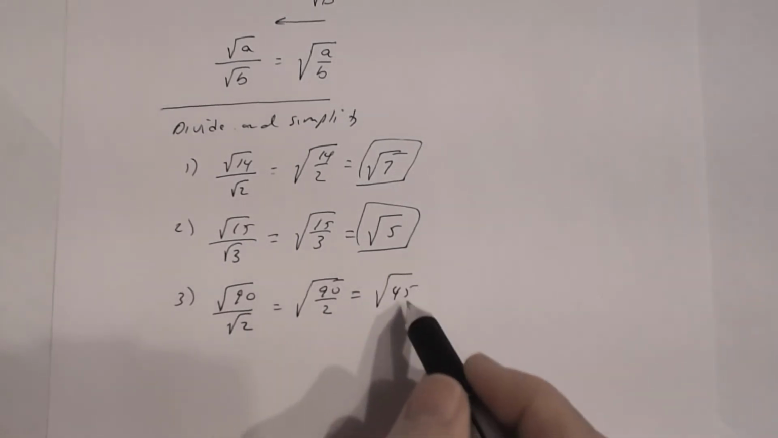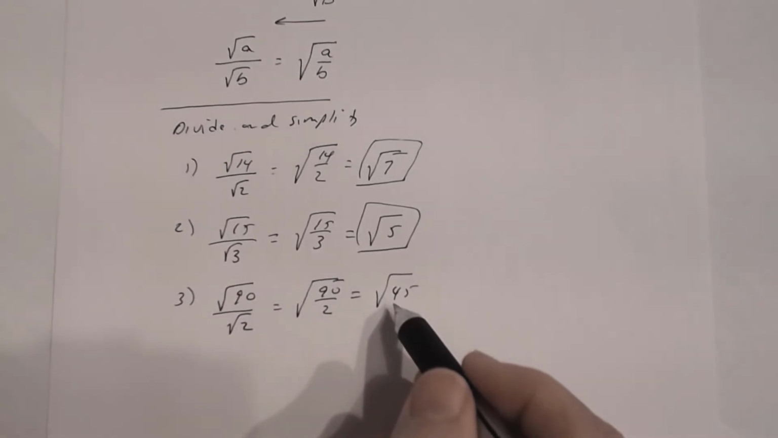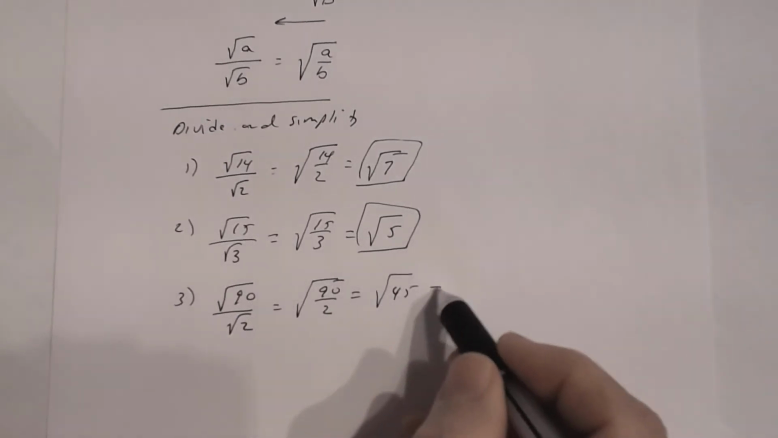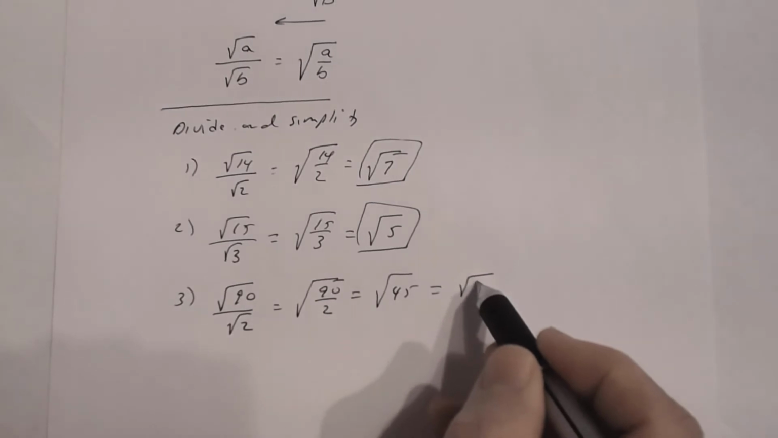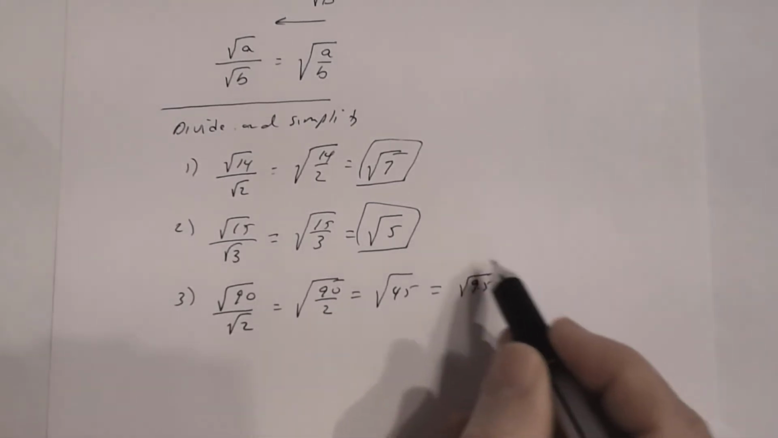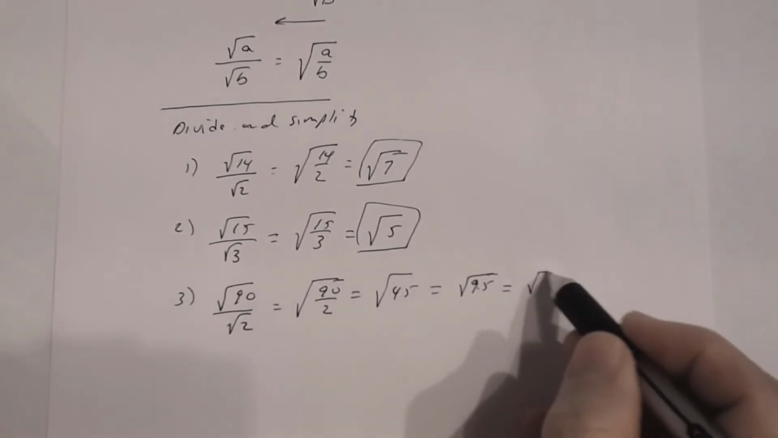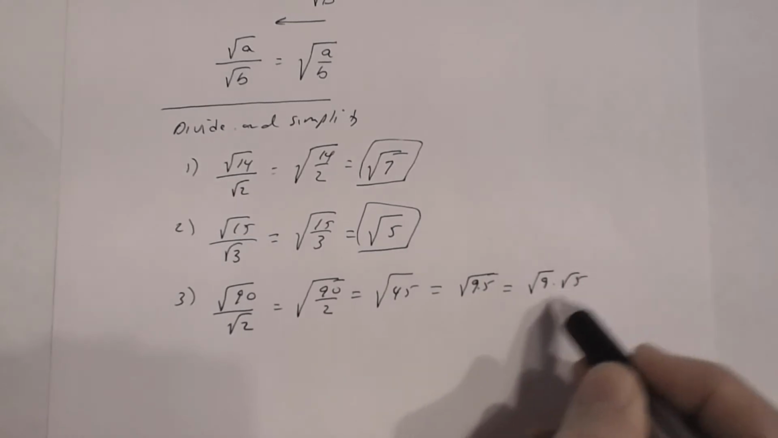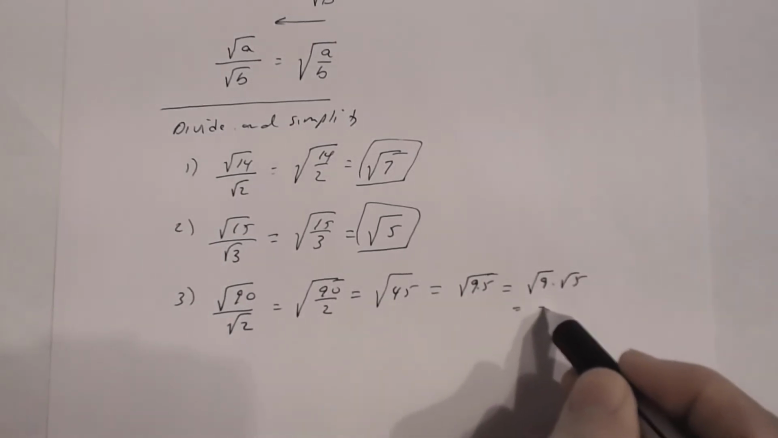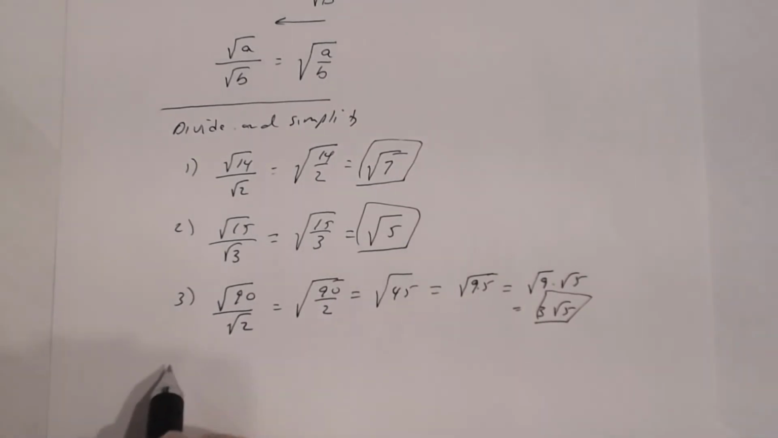Yeah, you can, because what perfect square goes into 45? And let's use the largest, and that will be 9, right? So that'll be the square root of 9 times 5, which, using the product rule, I'm going to get the square root of 9 times the square root of 5, and then the square root of 9 is 3, so I get 3 square root of 5. Okay?